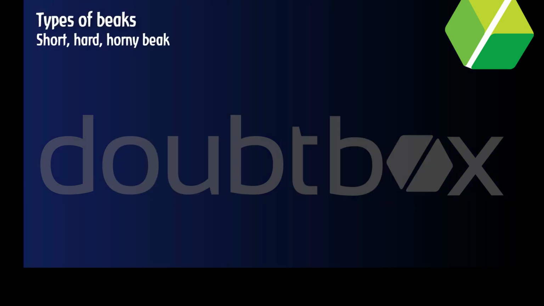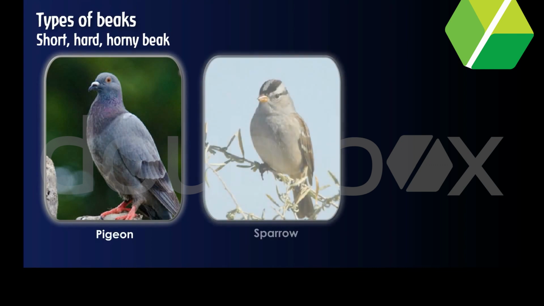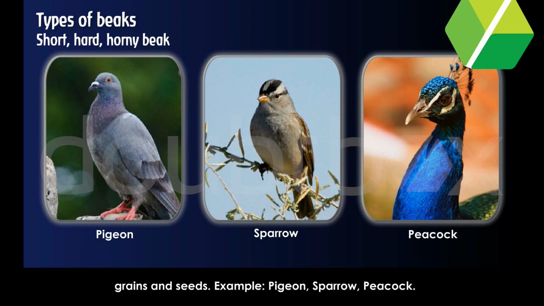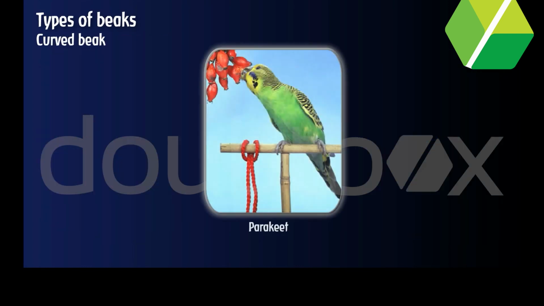Types of beaks. Short, hard, horny beak. Short, hard and horny beaks help in cracking nuts and eating grains and seeds. Example: pigeon, sparrow, peacock. Curved beak. Parakeets have a strong curved beak for breaking hard nuts and scooping out fruits.